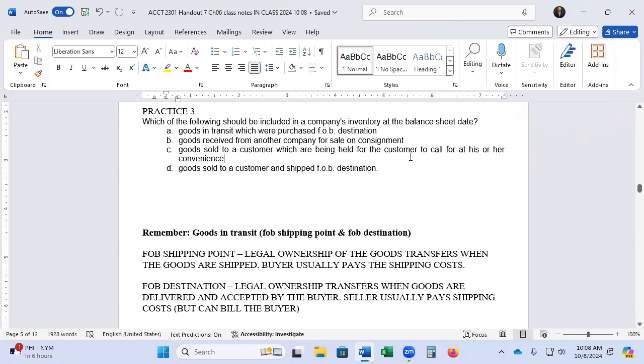Goods sold to a customer which are being held for the customer to call at his or her convenience. So this has already been sold. They're set aside. They're listed for the specific customer, and they are not included in inventory. This one, goods sold to a customer and shipped FOB destination. So we ship them, but they should be included in our inventory until they arrive at the customer's dock or wherever it's being delivered. And so the answer is D.